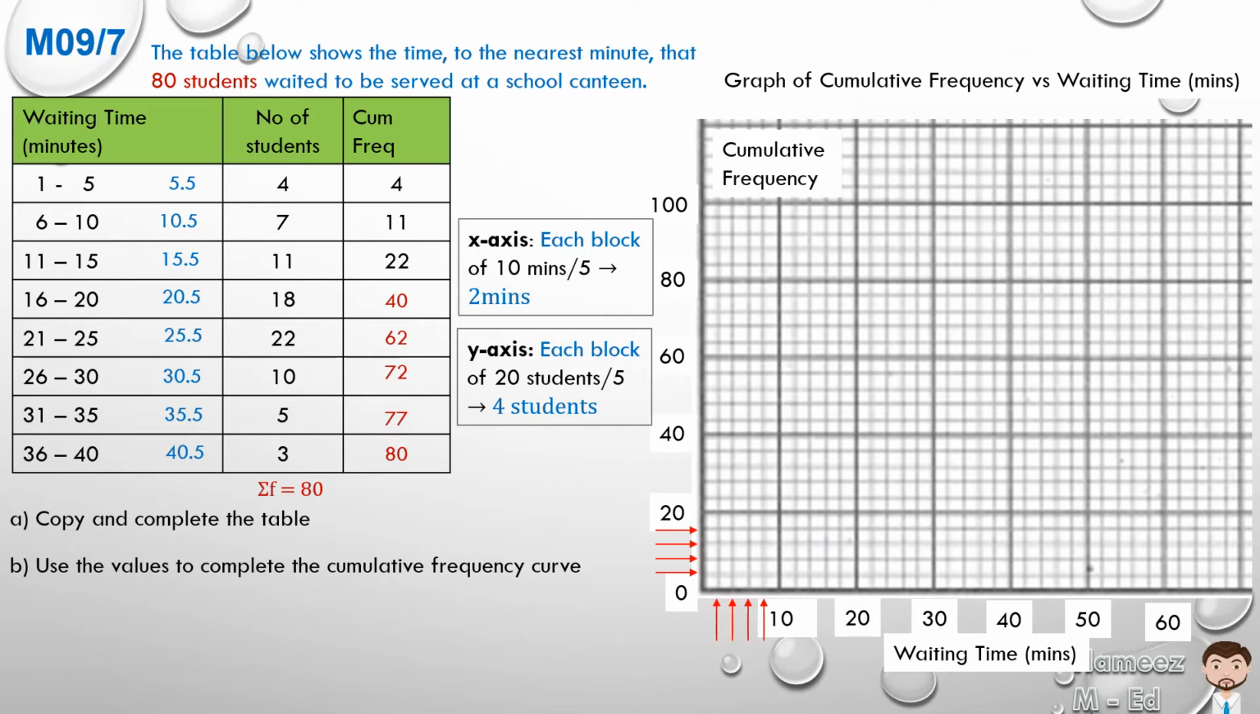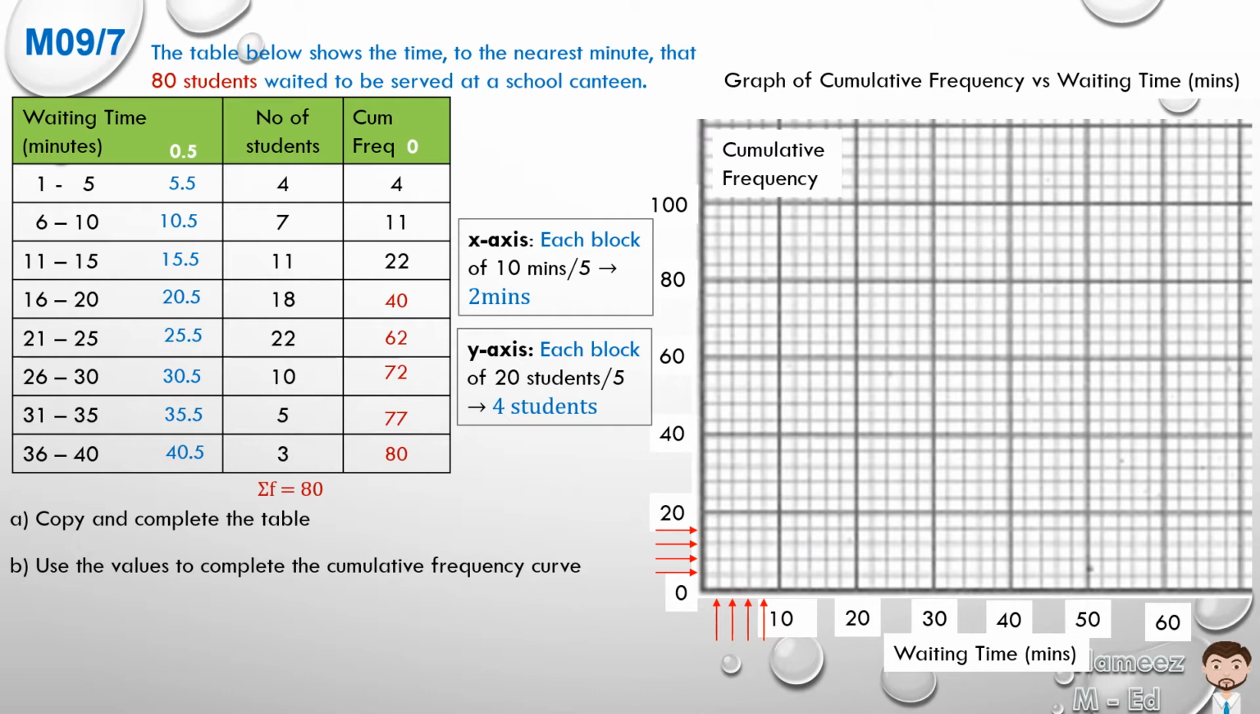But let's recall that a cumulative frequency curve starts on the x-axis. As such, we need to get an initial point. So if we subtract 5 from 5.5, we will get 0.5. And at 0.5, what was our cumulative frequency? 0. So now we have all the values where we can plot our graph.